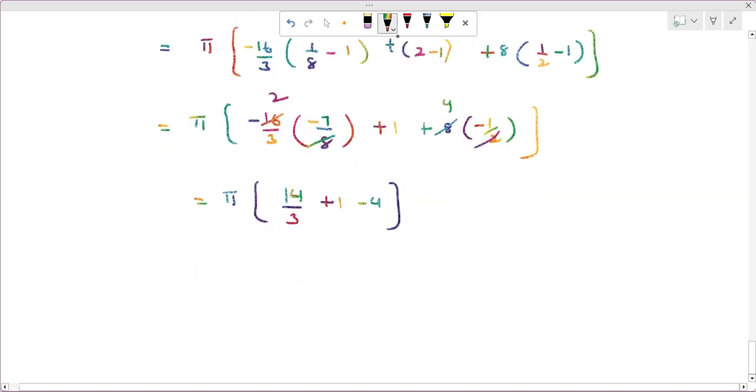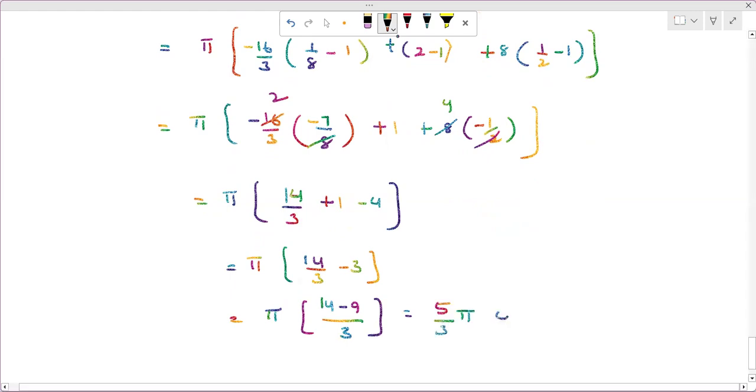If you simplify this, pi into 14 by 3 minus 3. Pi into 3 LCM, 14 minus 9. It will be 14 minus 9, which is 5. So 5 pi by 3 units cube. This is how we have to simplify the problem. I hope you have understood my explanation clearly. Thank you.